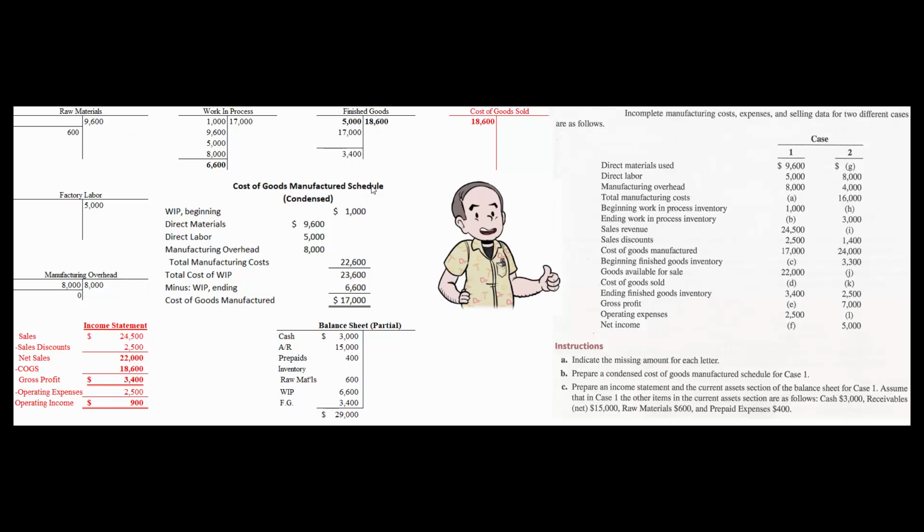Unfortunately, one of the ways that textbooks try to teach us this flow of costs is giving us these incomplete manufacturing costs and expenses and selling data and having us fill this in like a giant puzzle. I hope that helps.